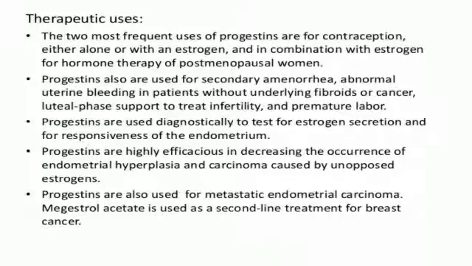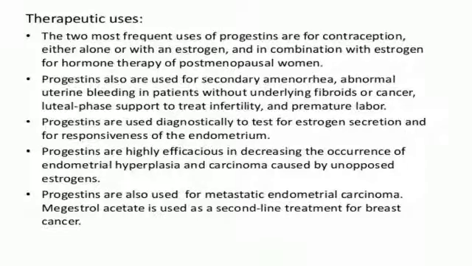Progestin also are used for secondary amenorrhea, abnormal uterine bleeding in patient without underlying a fibroid or cancer, luteal phase support to treat the infertility and premature labor. Progestins are used diagnostically to test for estrogen secretion and for responsiveness of the endometrium. Progestins are highly efficacious in decreasing the occurrence of endometrial hyperplasia and carcinoma caused by unopposed estrogen.